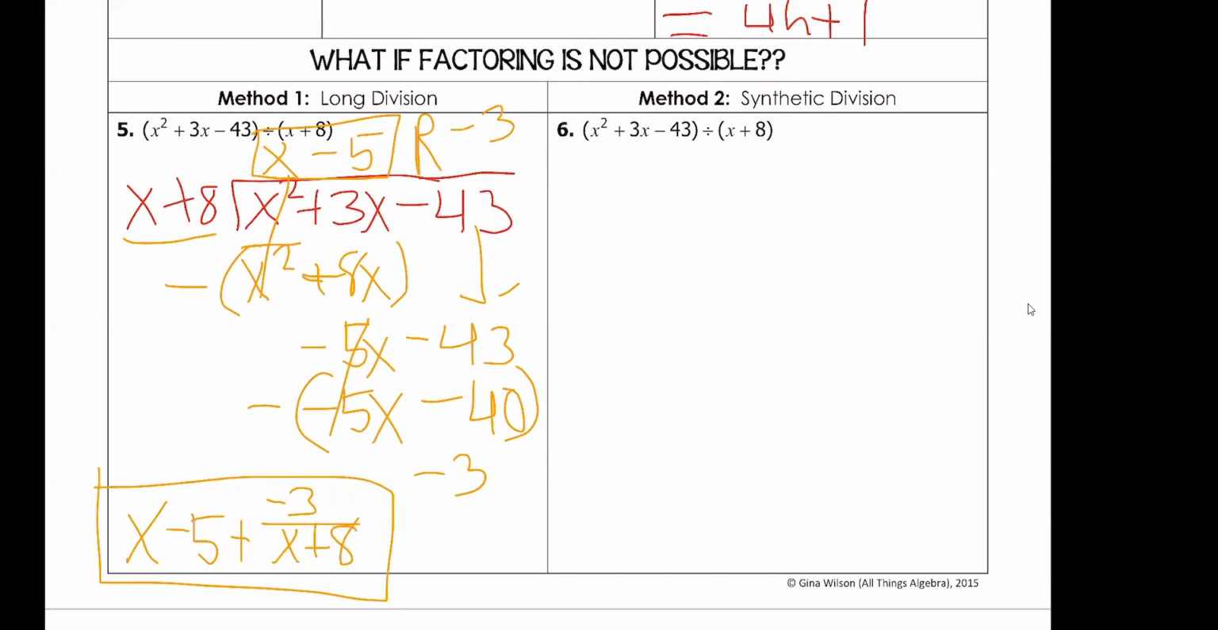Oh, that's a bad color. You're going to put it over like that.